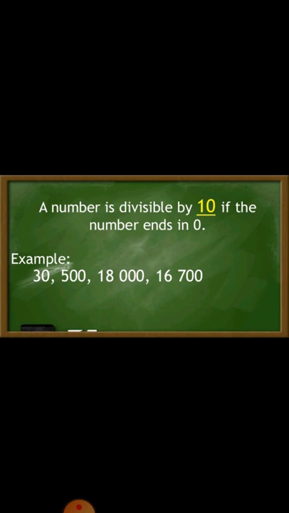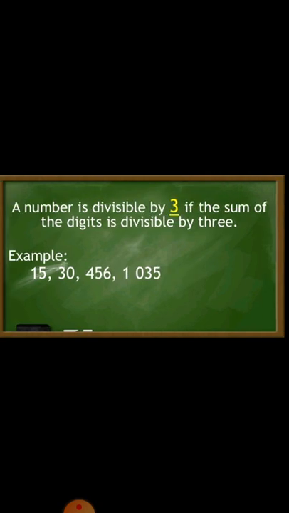Next, we check that a number is divisible by 10 if the number ends in 0. For example, first of all, we have 30. Next, we have 500. Next, we have 18,000. All these numbers end on 0. So we can say that all these numbers are divisible by 10.